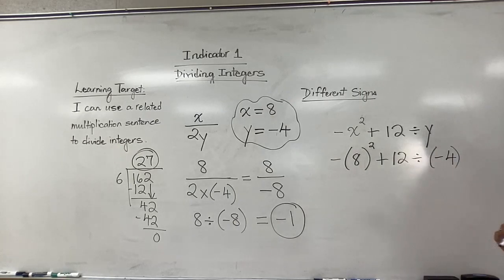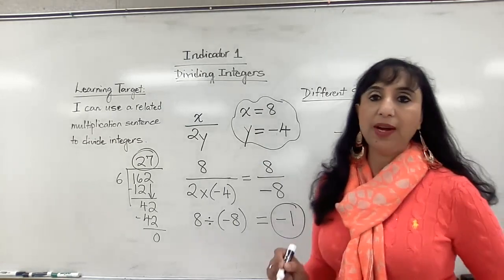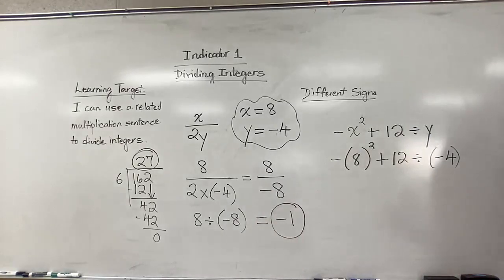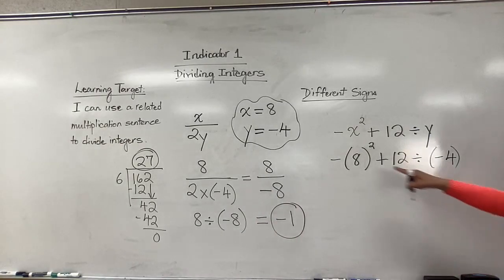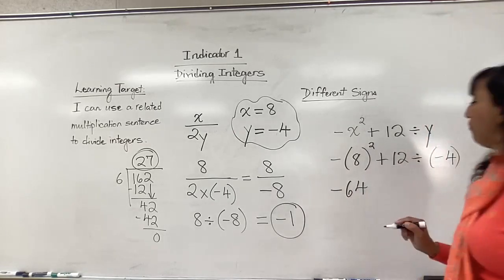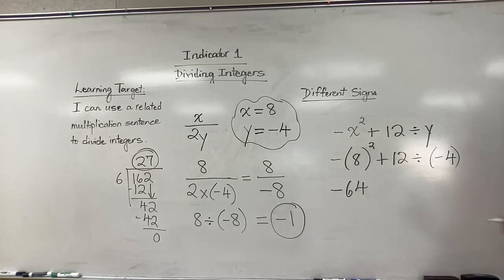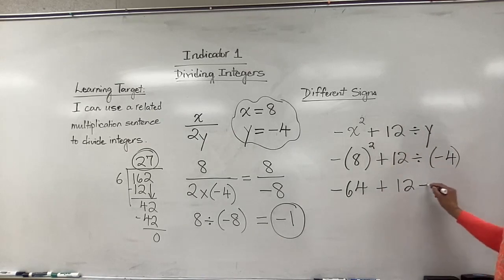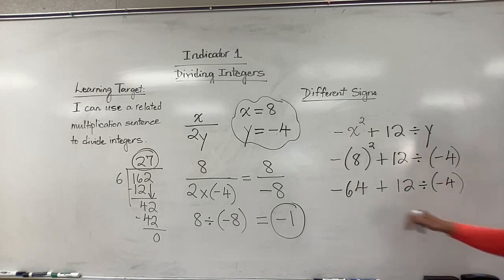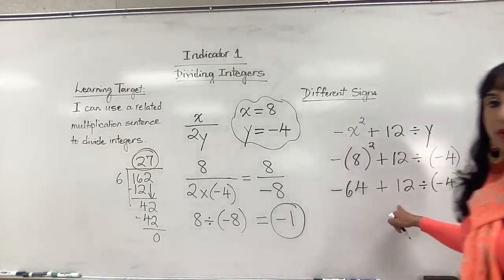If we follow PEMDAS order of operations, please excuse my dear Aunt Sally, we know that the exponent comes first. 8 times 8 is 64, and I have the negative sign in the front, so this becomes negative 64. Plus 12 divided by negative 4. Based on order of operations, we are going to now divide 12 by negative 4. Please don't add first, because that goes against the order of operations.